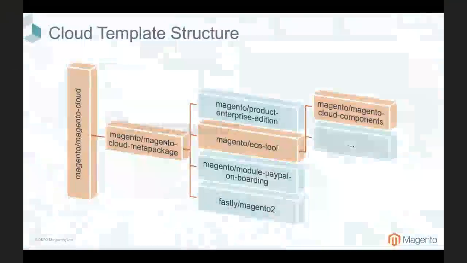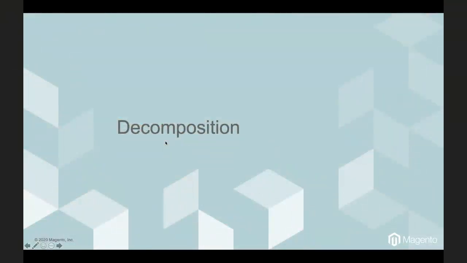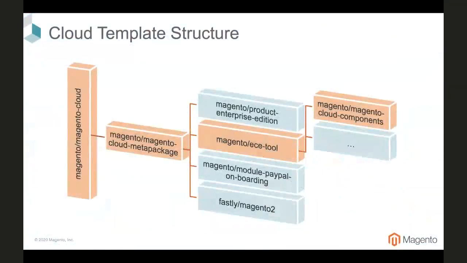Another thing which we made in this minor release, and even before it, is the decomposition. Let me remind you of the structure of our repositories. The first and main one is the Magento Cloud repository, on which every cloud project is based. It has the necessary cloud configuration files, and it also requires the Magento Cloud meta package. The meta package doesn't have any code. It requires 4 packages: Magento Enterprise Edition itself, our ECETools, PayPal onboarding, and testing.